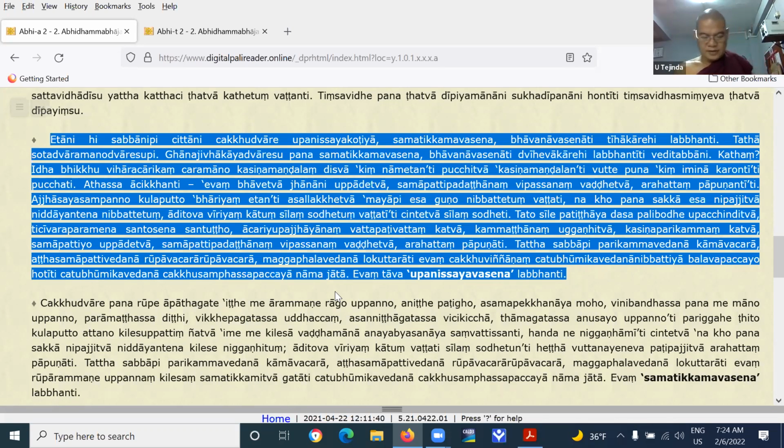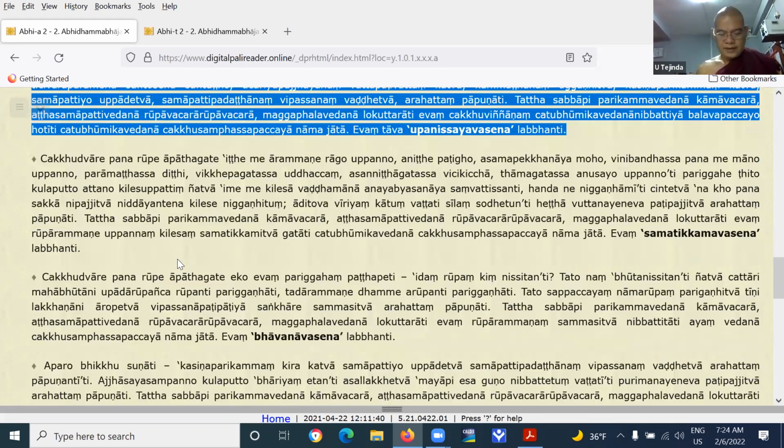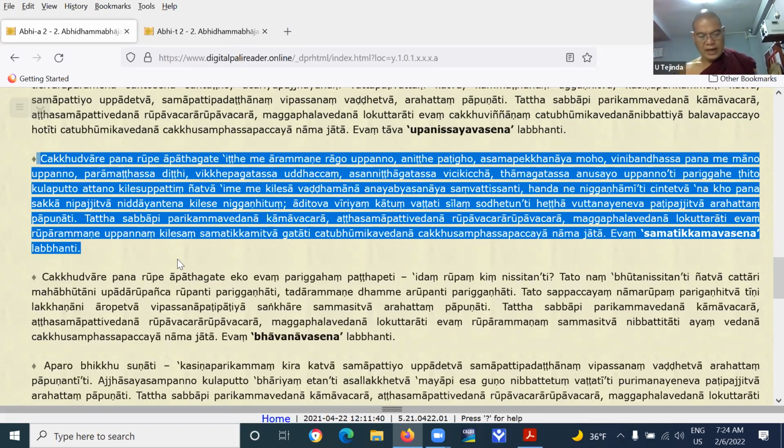So let's go on. Cakkhudvare pana rupe abhidhammagate. When the rupa strikes at cakkhupasada, ete me arammane raga uppanno, he thinks. Raga arises in me due to a desirable object. Ete me arammane raga uppanno.